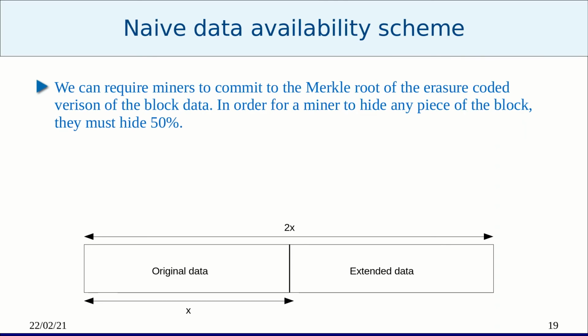So what you can do with this is, instead of requiring miners to commit to just the original block data or the original transactions, i.e. the Merkle root of the block transactions, we can require miners to commit to the Merkle root of the original data and also the extended block data, which is the erasure code of the block data. And under this scheme, in order for a miner to hide even a single byte in the block, or a single piece of the block, they have to hide at least 50% of the block. Because if they only hide one byte or a few pieces of the block, then anyone can come along and reconstruct those missing pieces from the rest of the block.